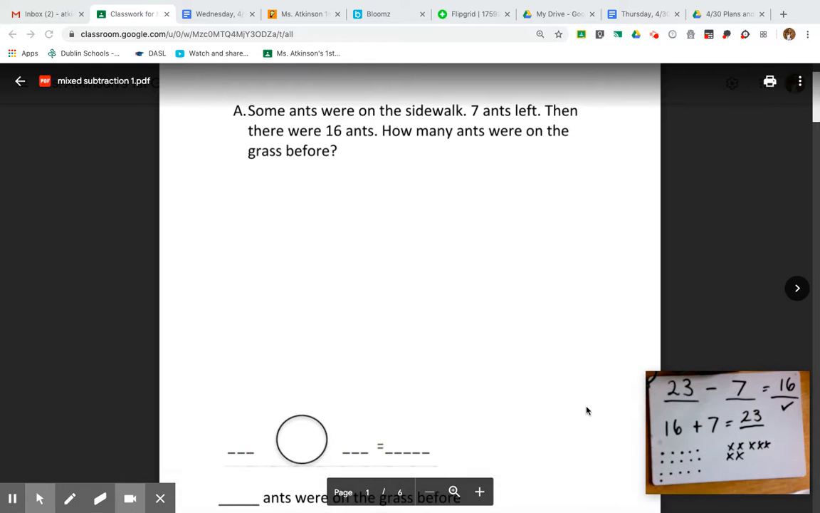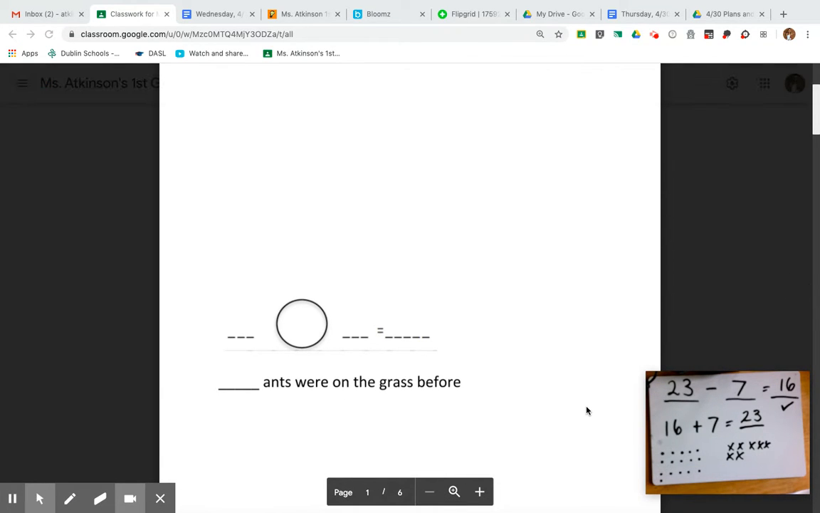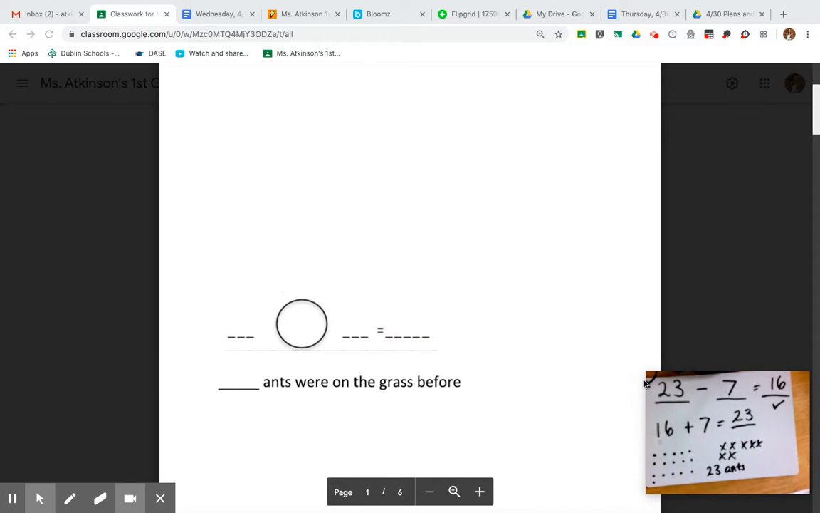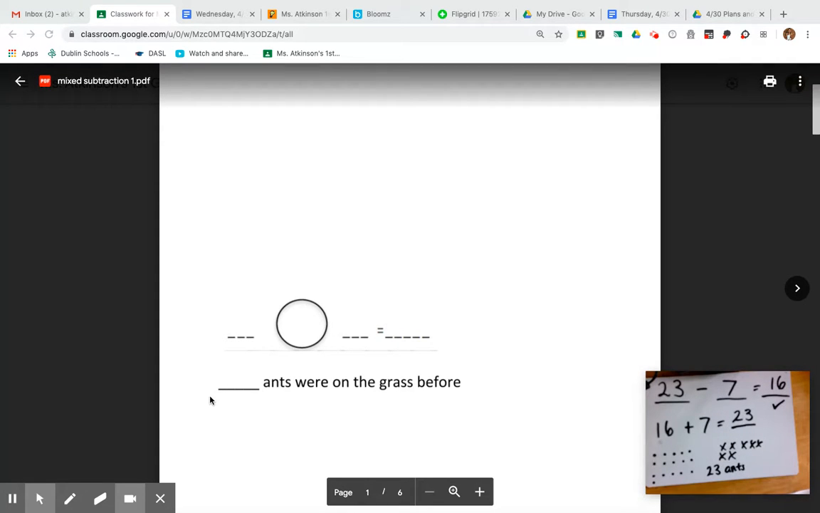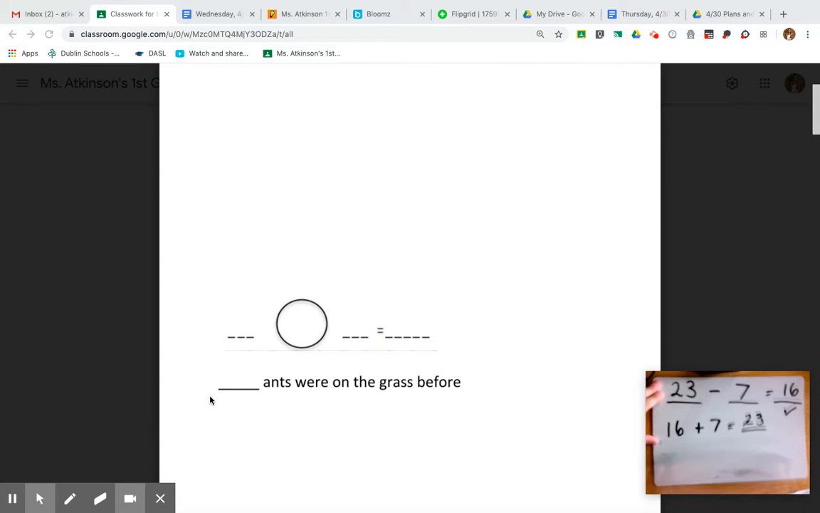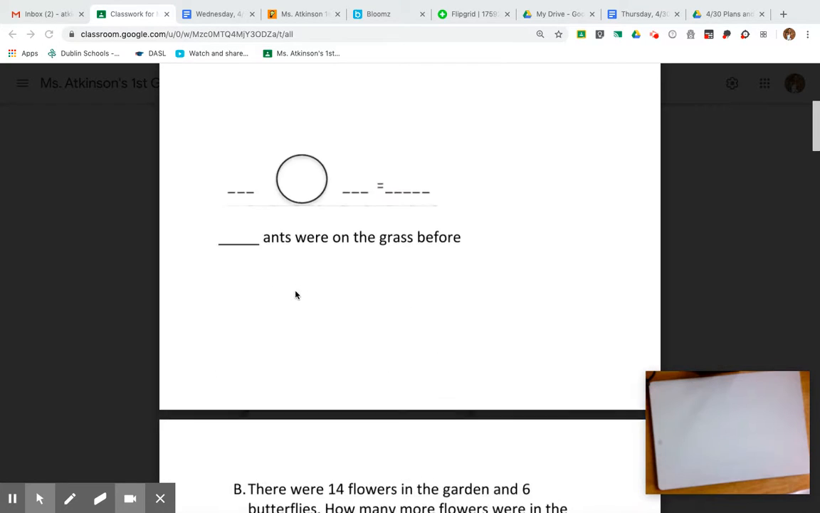So then if I scroll down here on my page, it wants us to write a math problem, which we did up here at the top. And then we can say that there were 23 ants, okay, to answer this question right here. Hopefully that is helpful, friends. We'll go ahead and do the second one as well, but I just really encourage you to draw pictures if you need to, because that is going to help you solve these math problems.